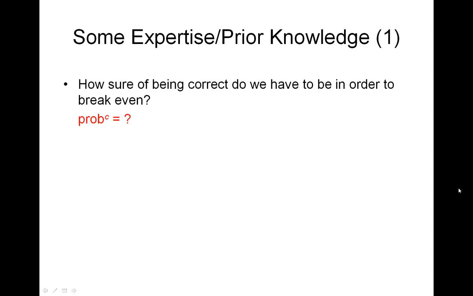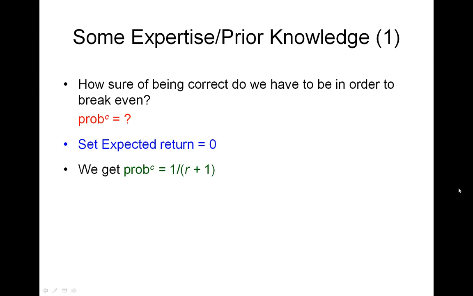So let's assume that we have some expertise or some prior knowledge. How sure of being correct do we have to be just in order to break even? In other words, what does the probability of our being correct have to be? So in order to do that, we can set our expected return to be 0, which is to say we don't make a profit or we don't make a loss, we break even.